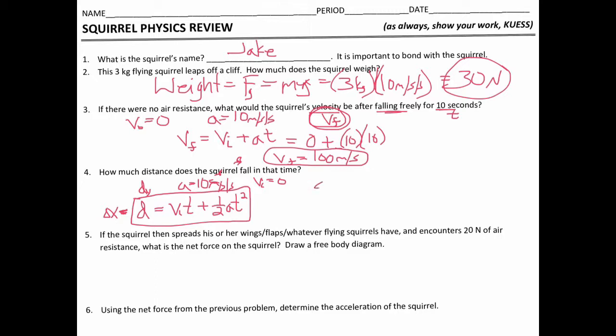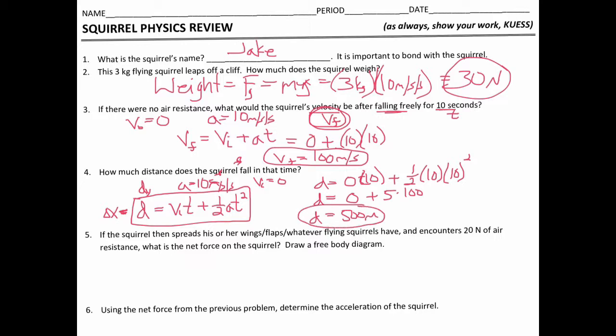Alright, so let's plug in what we know. Initial velocity is 0. 0 times t, 0 times 10, that'll just go away. 1/2 times acceleration. Acceleration is 10. Time was 10 seconds, 10 squared. So the distance fallen is 0 times 10, which is 0, plus 5 times 10 squared, and 10 squared is 100. 5 times 100. d equals 500 meters in 10 seconds.